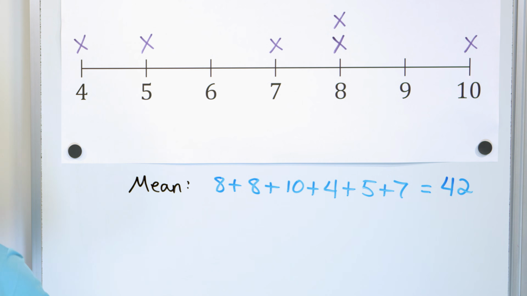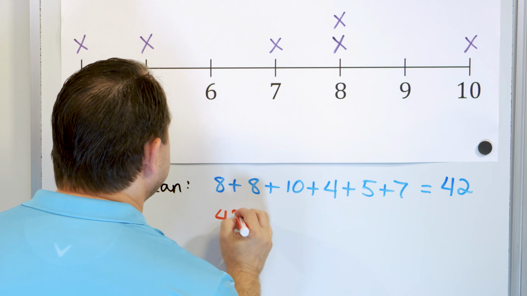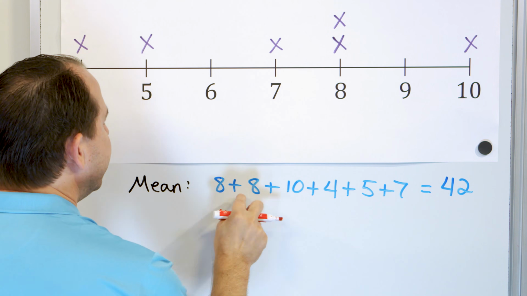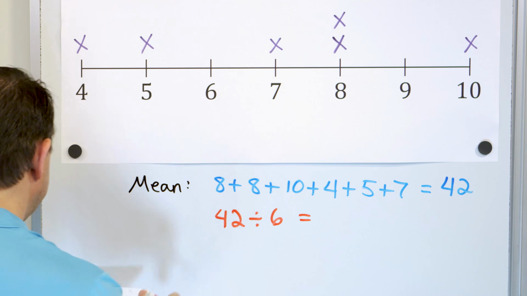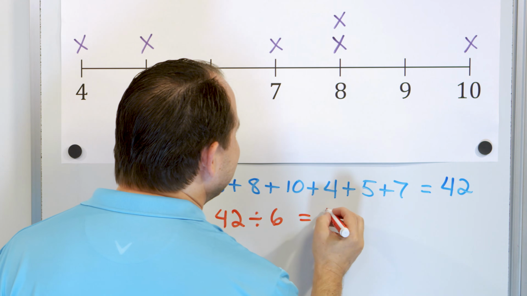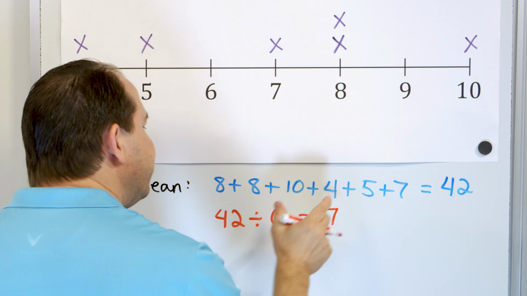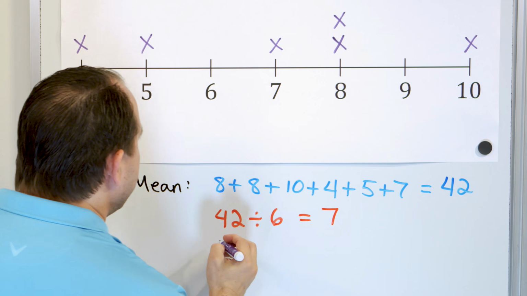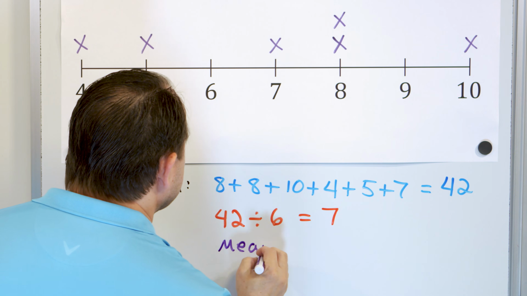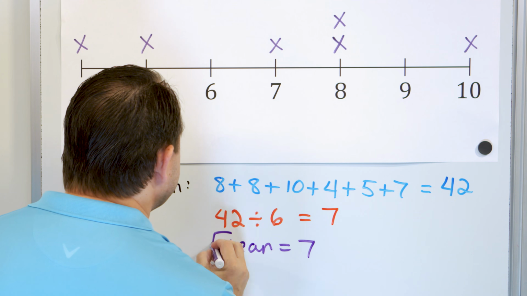All right, now you take that 42 and you have to divide it by 1, 2, 3, 4, 5, 6. 42 divided by 6, you should also all know, is 7. And so when you add them up and you divide by the number of data points, you get the answer, which is 7. So what we found is that the mean is equal to 7. So I'm going to circle that.